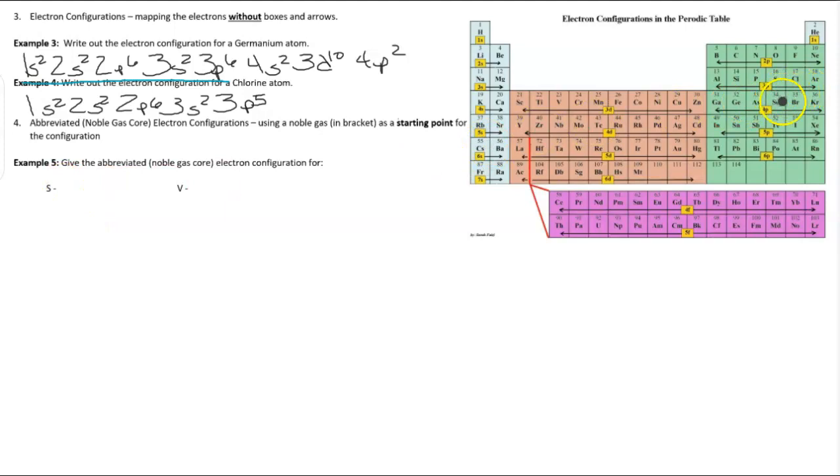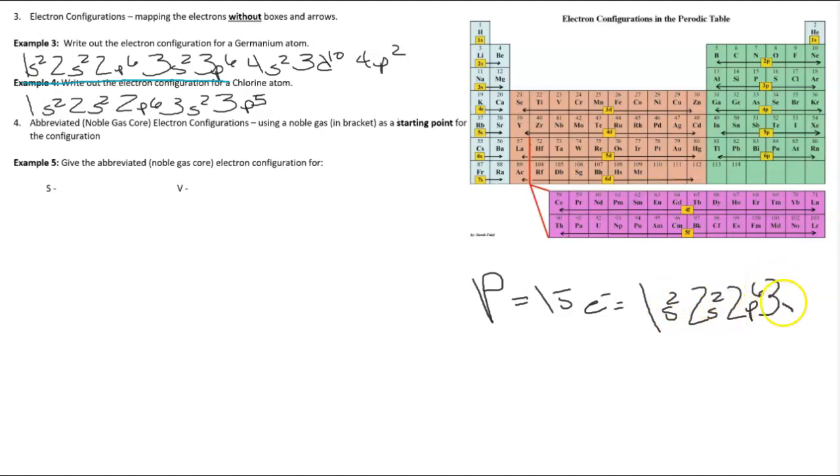So let's look at an example for our shorthand configuration, and let's start by looking at phosphorus. So phosphorus is element 15, so he's got 15 electrons. His configuration is 1s2, 2s2, 2p6, 3s2, 3p3. But when I look at that, if I look at where phosphorus is, I can see that I have come down, I have filled 1, 2 full shells.